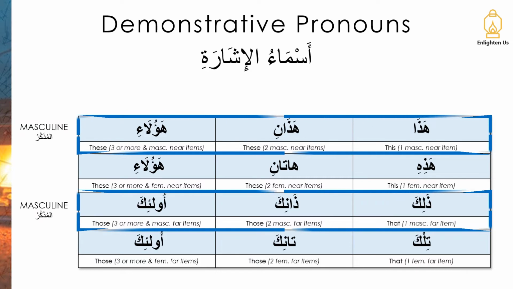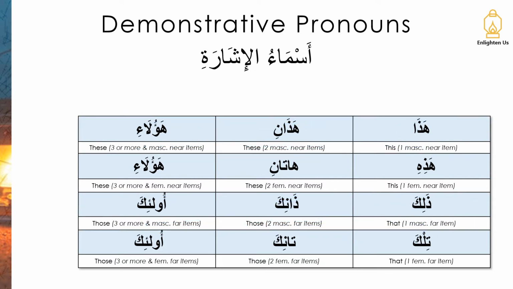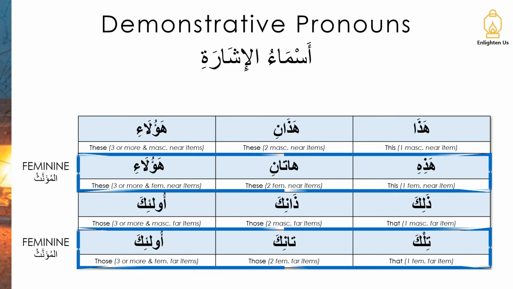We also have a separation, as we've seen before, by gender, so into masculine, so the first and the third rows are for your masculine objects, or your mudhakkar, and your second and your fourth are for your mu'annath, your feminine.